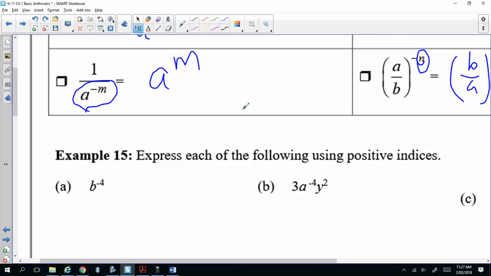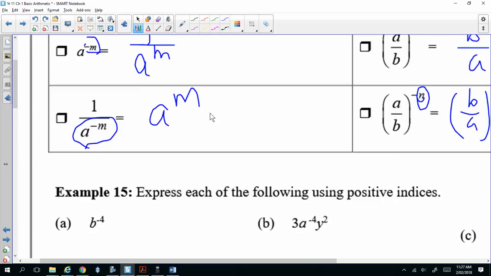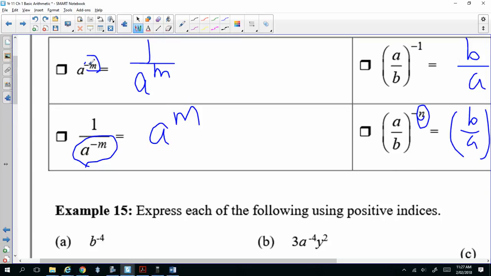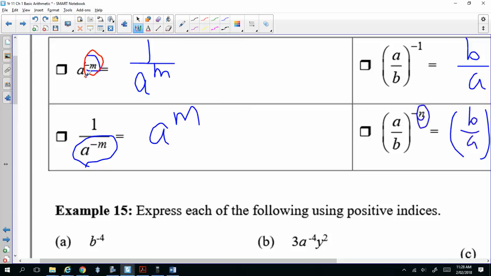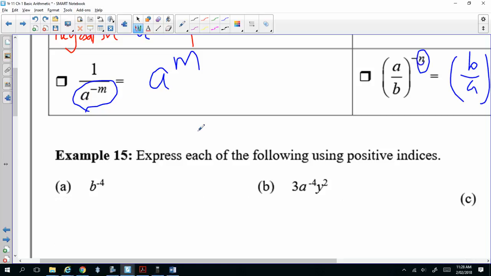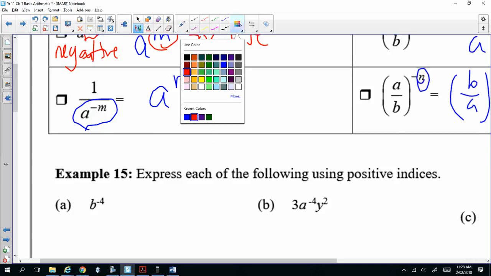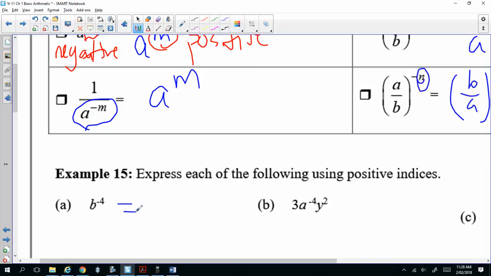So using this rule, I can turn a negative index into a positive index. So that's what it does. Your negative becomes a positive. We're going to use this rule to help us do that. For the first one, because it's a negative index, we just use the first rule. a to the power negative m becomes 1 over b to the power of 4. I'm turning that into a positive index, but I'm going to write it as a fraction as a result of that.